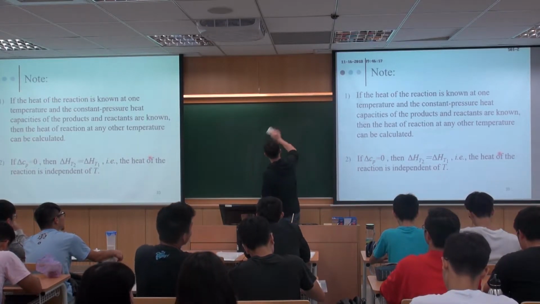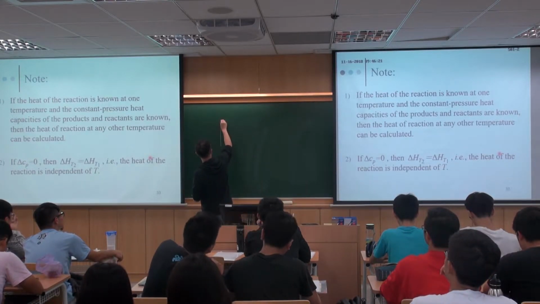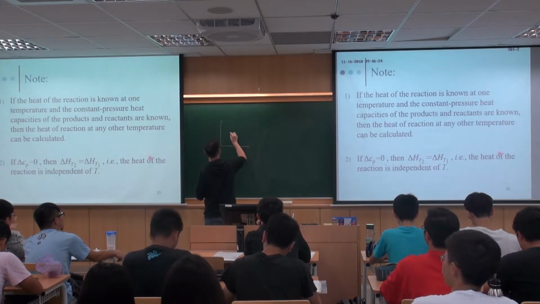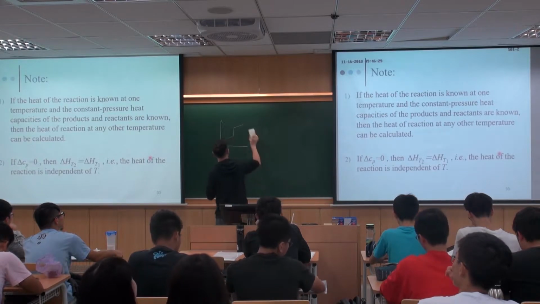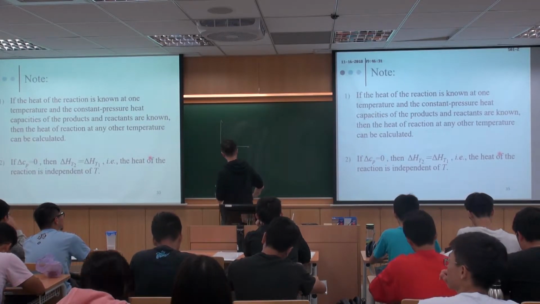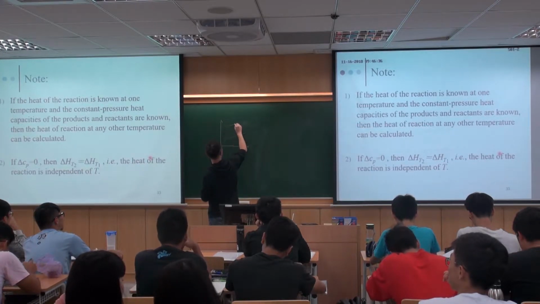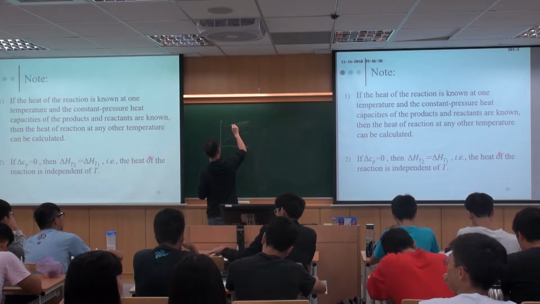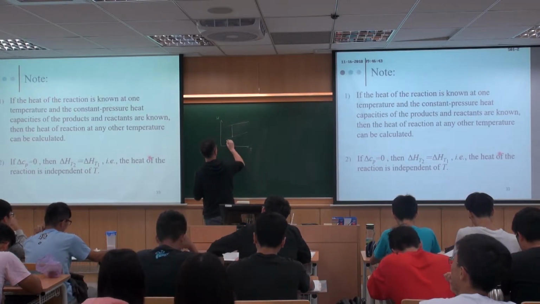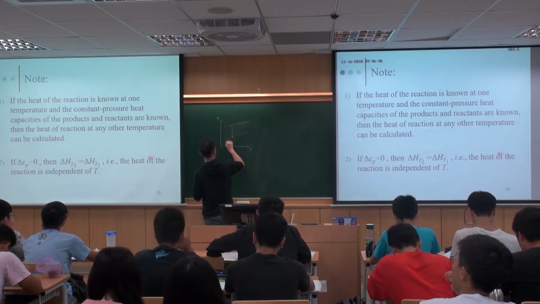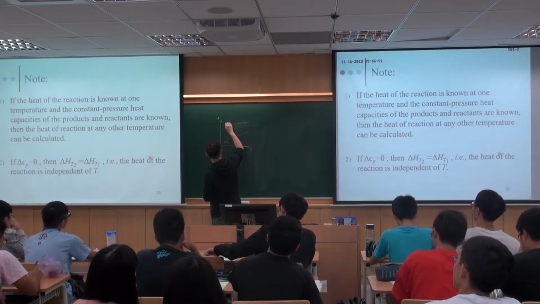So to summarize, this is fairly straightforward. Let's say something like this. This is H. This is T. Let's say this is the reactants. So for instance, this line is for the reactants, and this line is for the product.